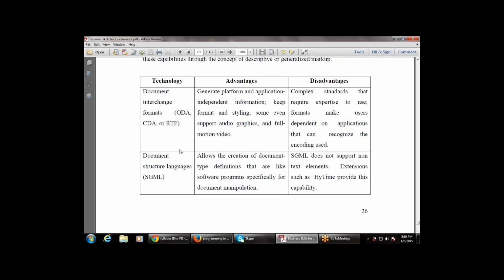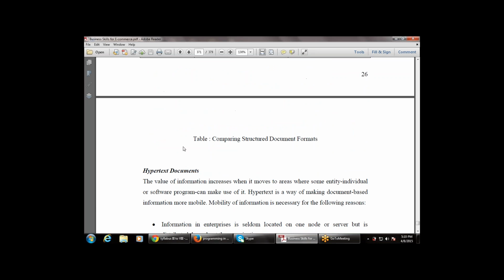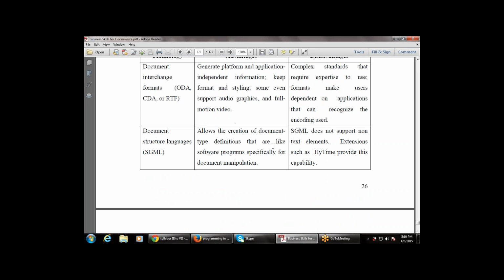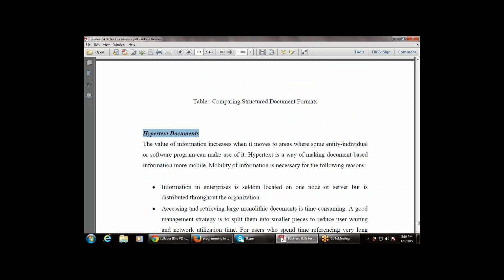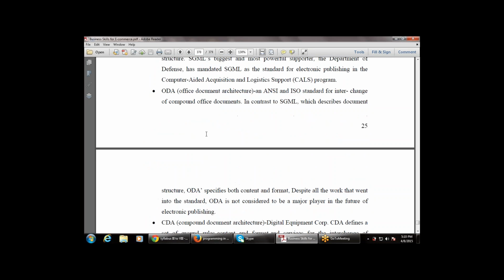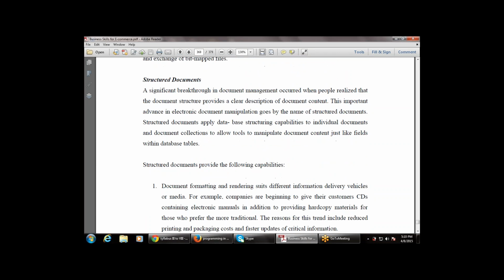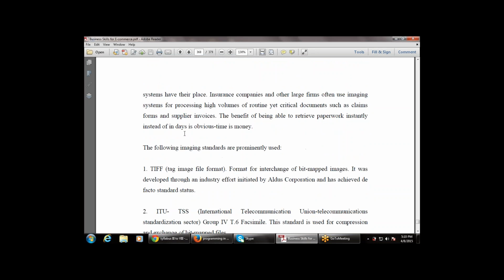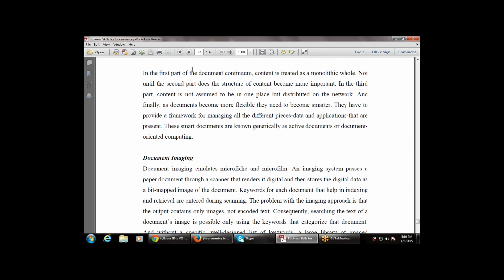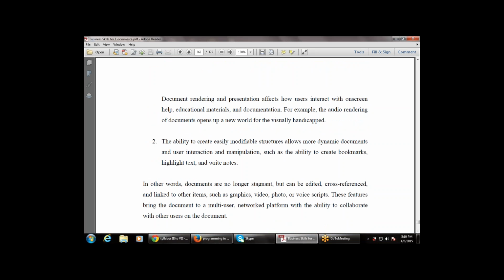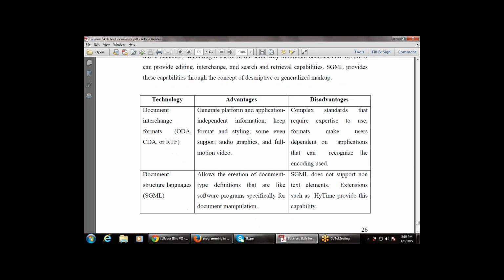This is the advantage and disadvantage of the various technologies that are used for document structure and document interchange. This is the table that compares the structured document formats. Now next is the hypertext document. So we have finished the structured document. First of all, we finished with document imaging, then we finished with structured document.